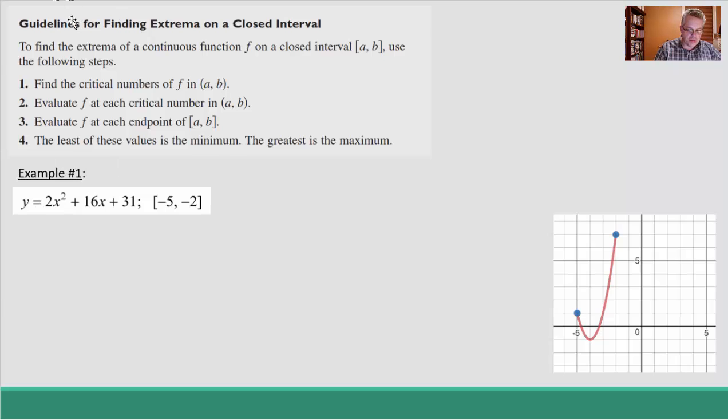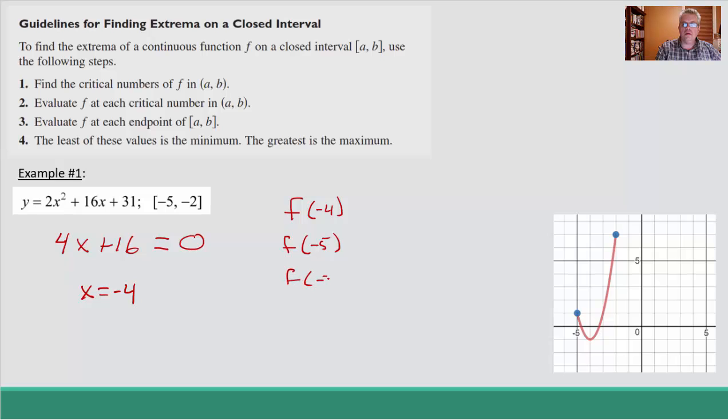Okay, so here are the steps on doing it. The first step is to find the critical numbers. So we do that by finding the derivative and setting it equal to 0. On this example here, the derivative would be 4x plus 16, and we want to set it equal to 0 to find the critical points. Well, x equals negative 4 is the point that makes that 0. So we're going to try evaluating f at the critical points and at the endpoints. So we're going back and substituting these values into the original function.